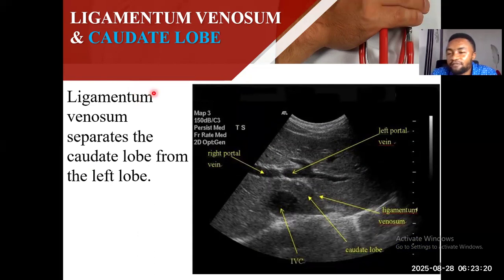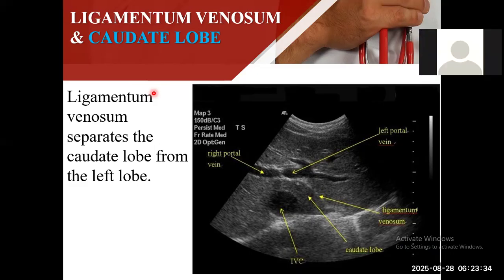I don't know if any of you has heard of ligamentum venosum. It has another name. I think it's the same, or ligamentum venosus. Ligamentum venosus is also there.